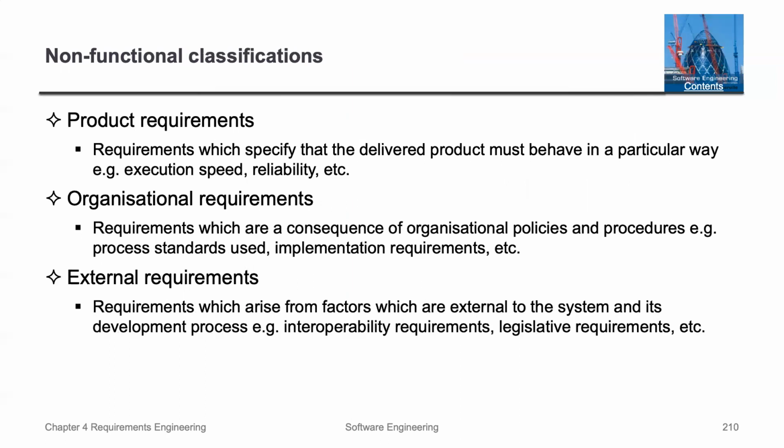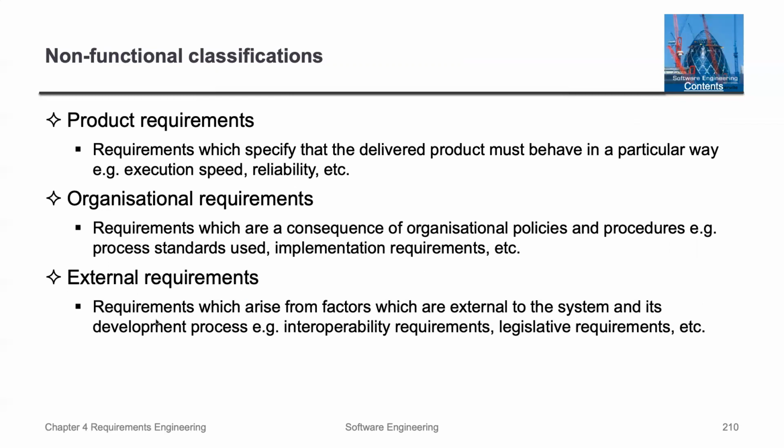What about non-functional classifications? We can have product requirements, which specify that the delivered product must behave in a particular way: execution speed, reliability. We can have organizational requirements. And this is just walking through that chart. The organizational requirements are a consequence of organizational policies and procedures, process standards, implementation requirements, et cetera.